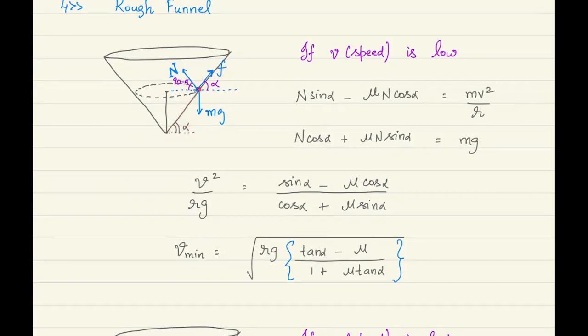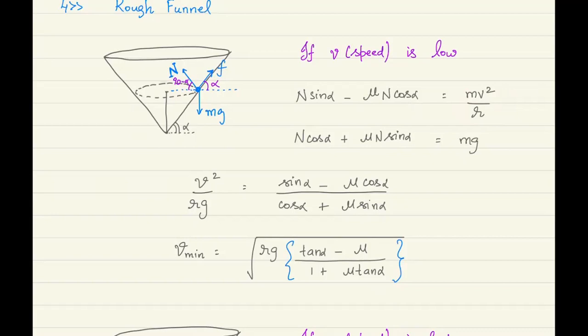Now if you make the FBD, there is mg, the normal contact force, and friction, which will be static in nature, trying to prevent the particle from sliding inwards when the speed is low. Resolving the forces, towards the center you have n sine alpha, and I'm assuming that this friction has just become limiting for a particular value of speed. So friction equals mu n, and mu n cos alpha is the horizontal component. So the net force towards the center is n sine alpha minus mu n cos alpha, equal to mv square by r.